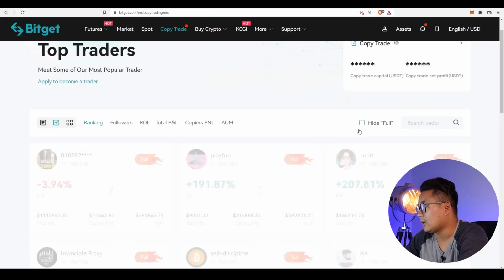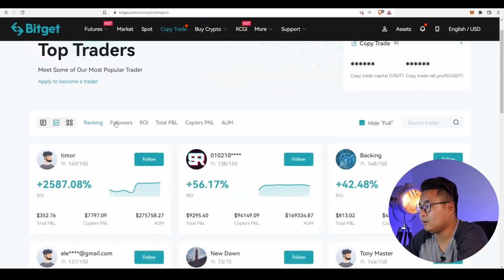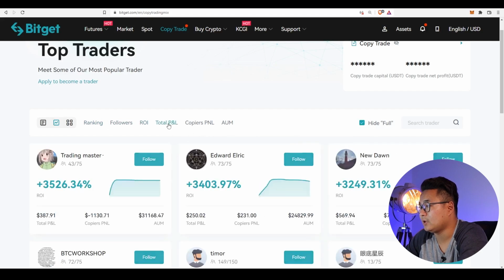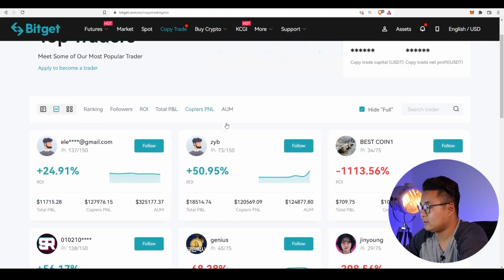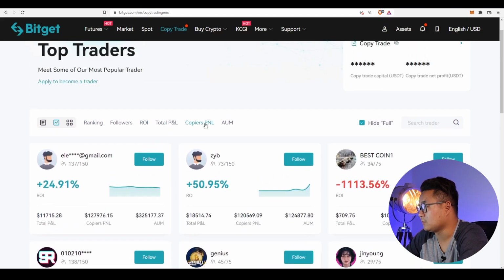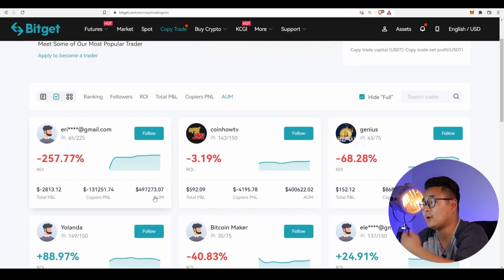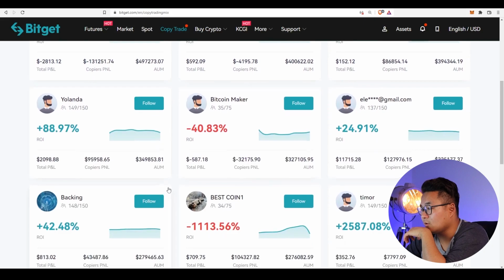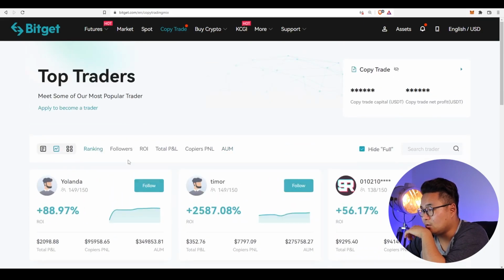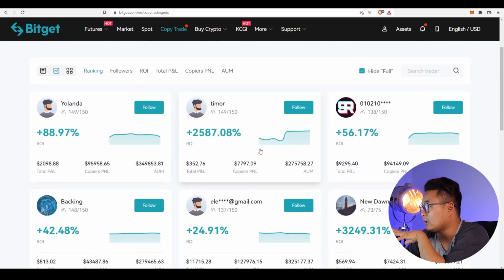So let's go back. Again, pressing hide full, ranking, followers, ROIs, total PNL, copier's PNL. Their copier's PNL matters the most, of course. Okay, what the heck is happening there? Those numbers just look scary, so I'm going to stay away from that. Assets under management, these guys manage the largest amount of money at the moment. Okay, cool. So we're going to hit on rankings then. We'll just go with rankings.